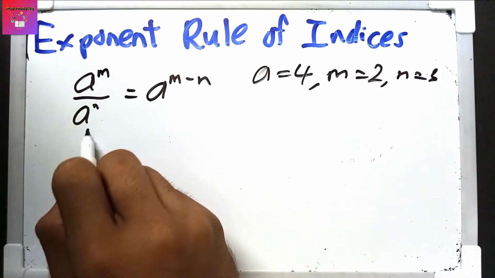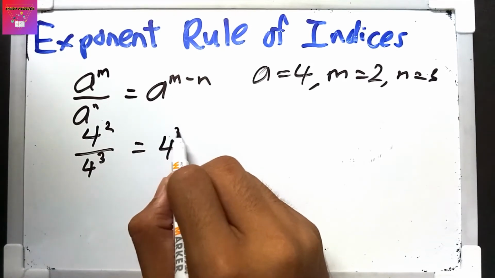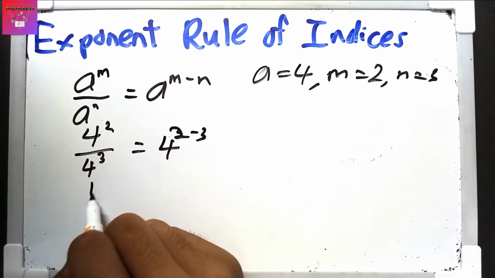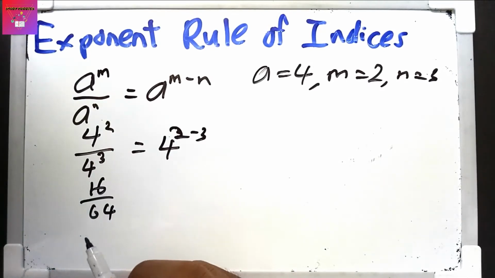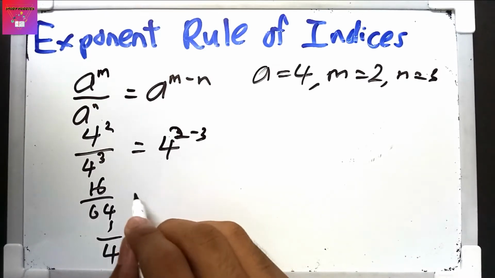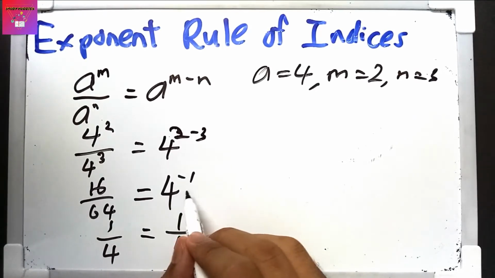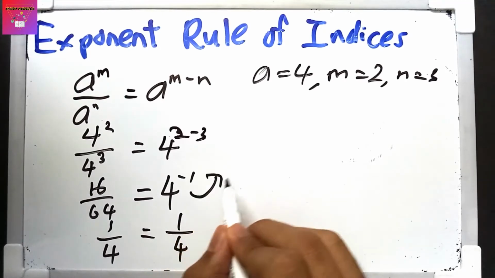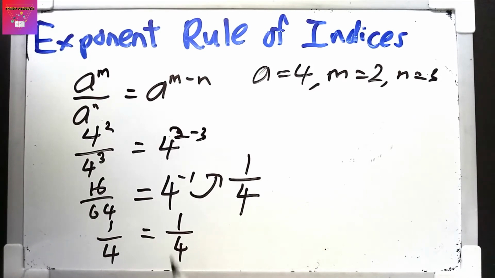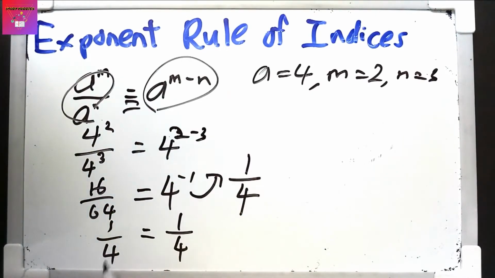So a to the power of m, which is 4 squared, over 4 cubed equals 4 to the power of 2 minus 3. 4 squared divided by 4 cubed gives you 16 over 64, which means 1 over 4. For this side, you'll get 4 to the power of negative 1, and it is also 1 over 4. For information, if a negative power comes here, it immediately becomes the denominator, or it goes down and becomes a fraction. As you can see, this equals this, as I've proved here.